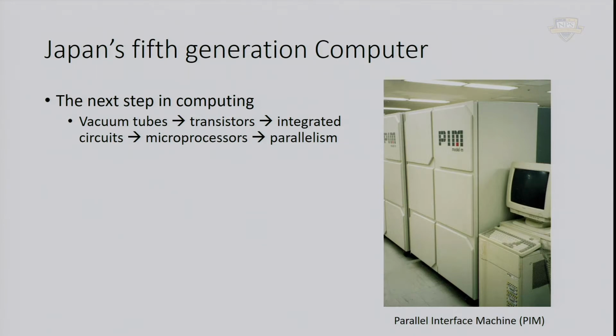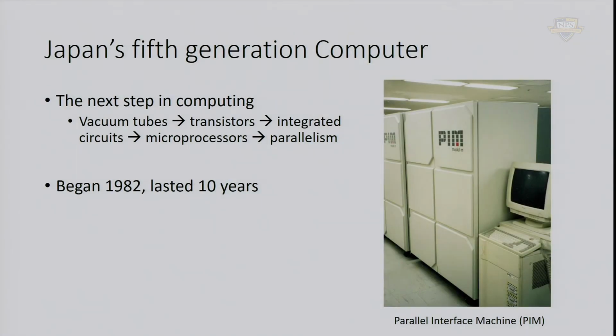So we started with vacuum tubes and then moved to transistors, then integrated circuits, and then microprocessors. It was thought at the time the next step was to scale out the number of processors, so to build massively parallel machines. And the language of choice for this project was Prolog. So this was going to be a massively parallel inference engine. It lasted 10 years, and this was a fairly significant effort, almost $500 million.